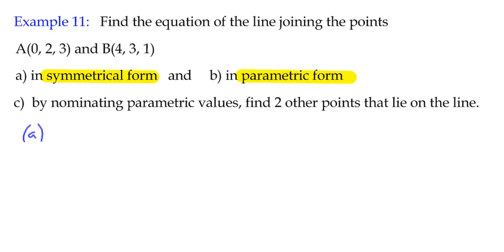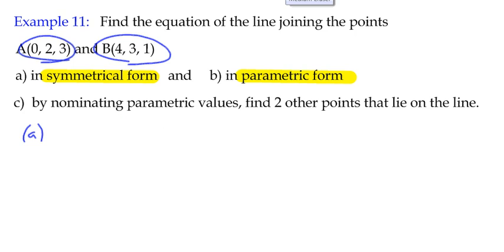So we need to find the equation of a line. The ingredients for finding the equation of a line are that we need a direction vector, and we need a point that lies on the line. So we need a direction vector and a point. We have got 2 points here, so we're spoiled for choice. We've got 2 points to choose from, but the direction vector we don't know yet.